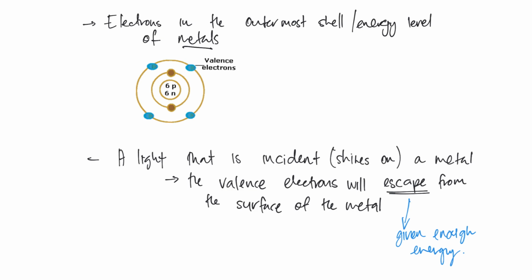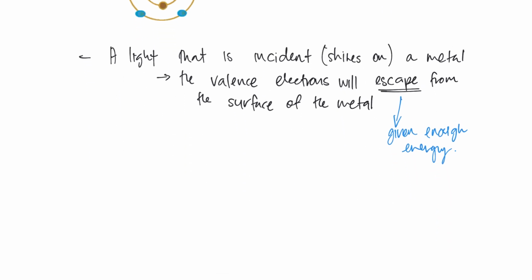Think about it like this. In order for you to come to school and have a productive day, you need to eat enough food. You need to have enough food in your system in order for you to carry out your school day. This situation works in the exact same way. We're going to shine a light onto a piece of metal, and the electrons are going to jump off. But those electrons must have enough energy. If they don't have enough energy, then they're not jumping off.